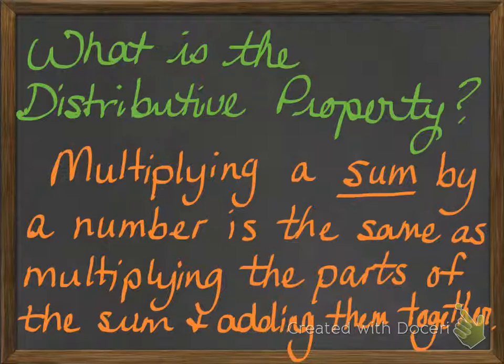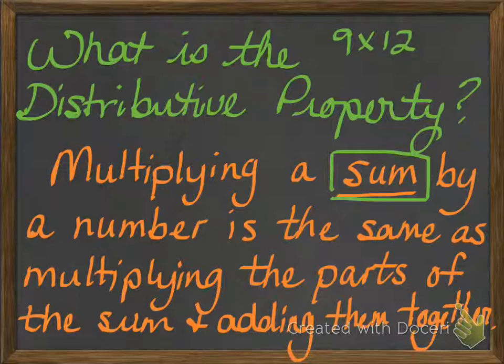Now the explanation is kind of big, so we'll talk about it and figure out what it means. The distributive property is multiplying a sum. We know a sum is an answer to an addition problem. Multiplying a sum by a number is the same as multiplying the parts of the sum and adding them together. So if you're multiplying 9 times 12, and 12 is the sum, it's the same as multiplying the parts of the sum.